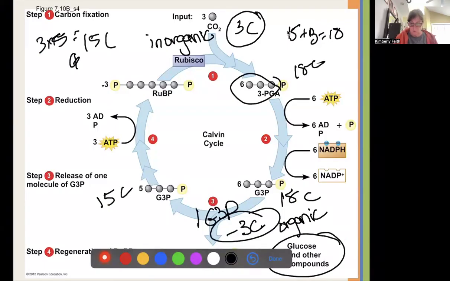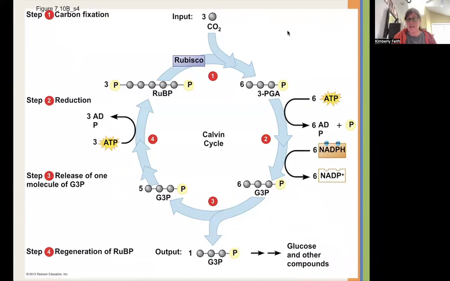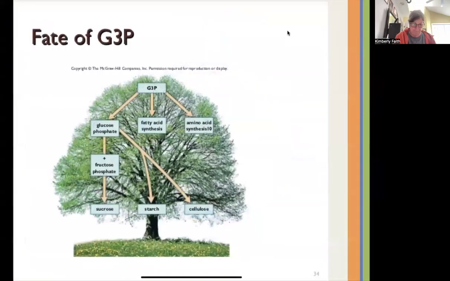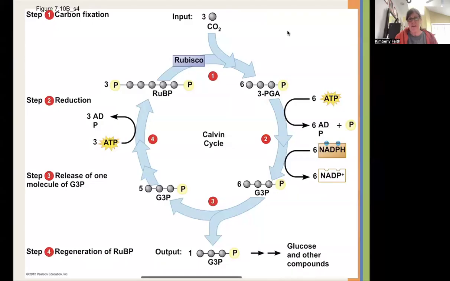So we need 2 of those G3Ps to make glucose. We can make our lipids. We can make amino acids. All those lovely little things that plants need to live, right? They don't eat their food. All they do is get sunlight, water, and CO2, and they're able to turn that into an organic substance.